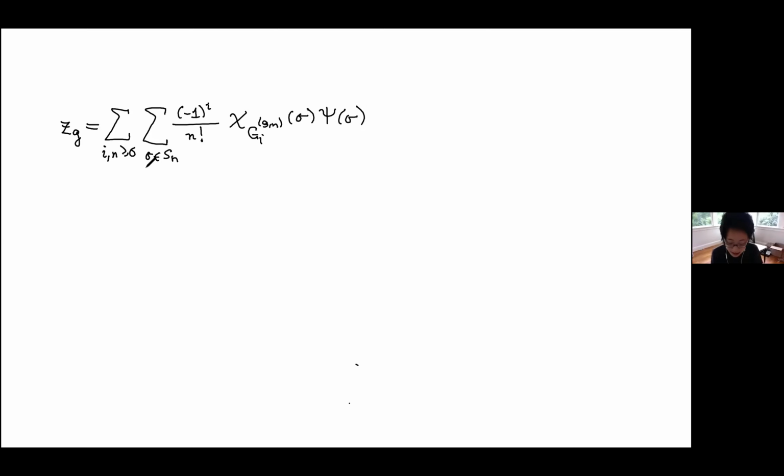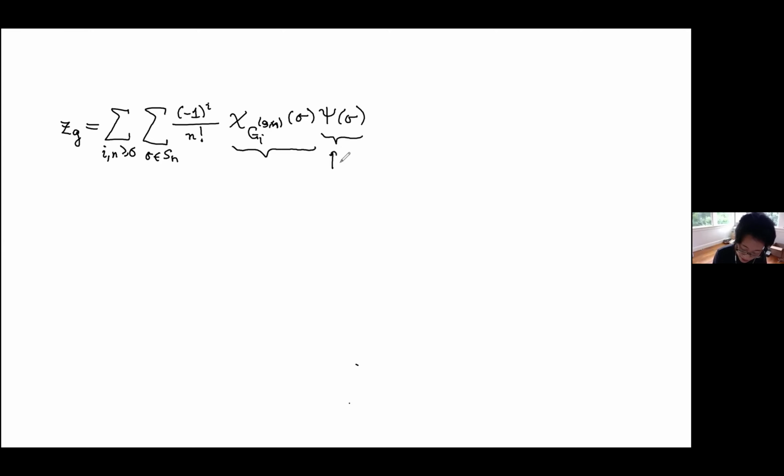So this Z_G is a sum over all n's, all permutations sigma in S_n, and all homological degrees i of this expression. Here, this is the character of the S_n representation GGN_i at the permutation sigma. And this character is a number, and that number is acting as the coefficient of this psi of sigma, which, let me remind you, is a symmetric function.